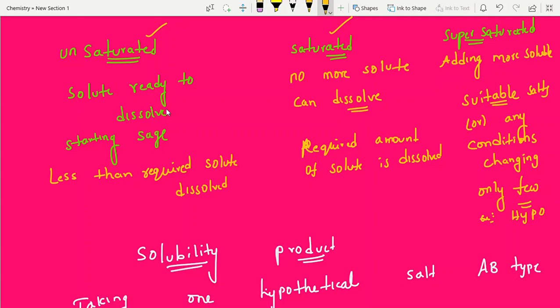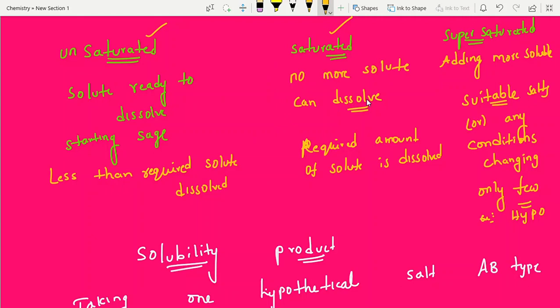Solute ready to dissolve, that is the unsaturated condition, which is nothing but the starting condition, students. When you are having food, you are more hungry at the starting stage. So in the starting stage, less than the required solute is dissolved. So you are still hungry, right? So less than required solute dissolved. Okay, you understood? Here next one, saturated. No more solute can dissolve.